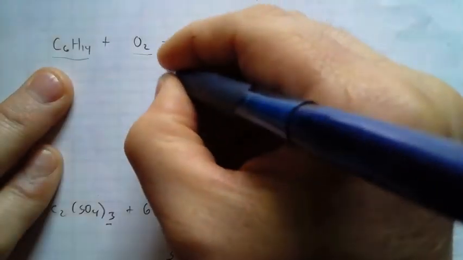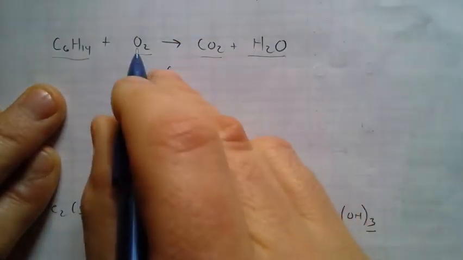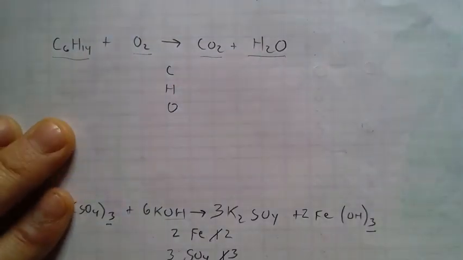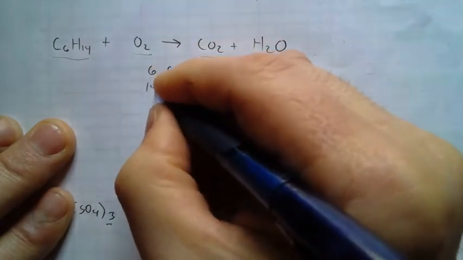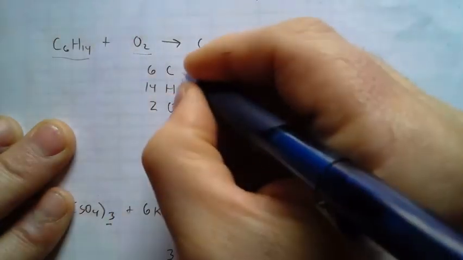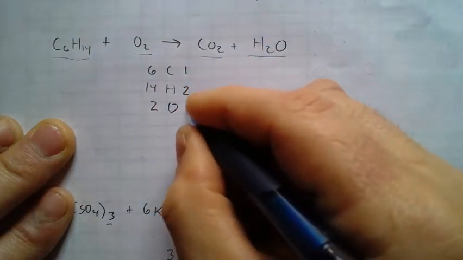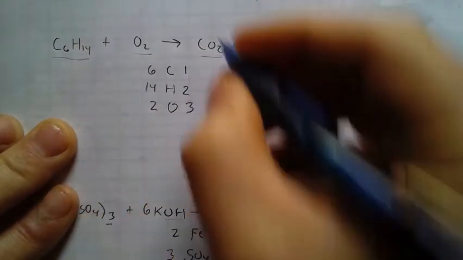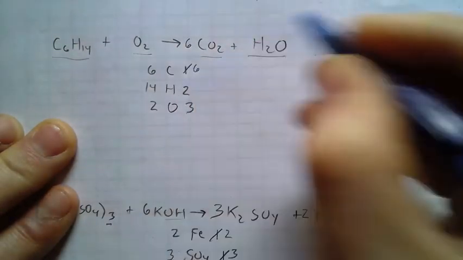Carbon's found in only 2 things. Hydrogen's found in only 2 things. But oxygen's found in 3 species. So we put that last. On the left, we have 6 carbons, 14 hydrogens, and oxygens, we have 2. On the right, we have 1 carbon, 2 hydrogens, and 3 oxygens. So we start off easily enough. We put a 6 in front of the carbon dioxide, makes that a 6.